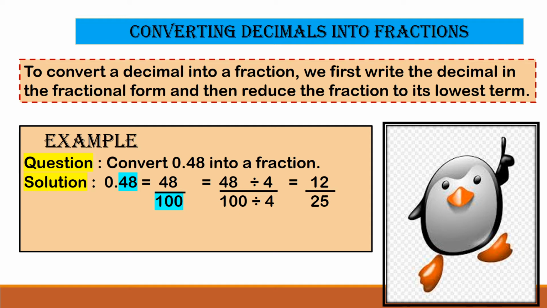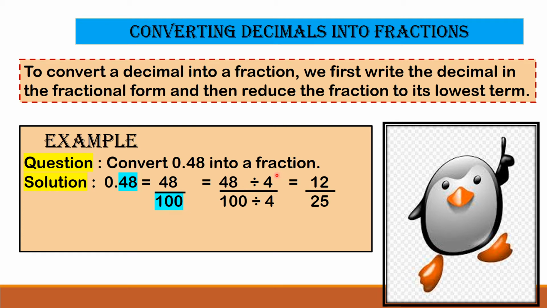Converting decimals into fractions. To convert a decimal into a fraction, we first write the decimal in fractional form and then reduce the fraction into lowest terms if possible. Let us see an example. Convert 0.48 into a fraction.